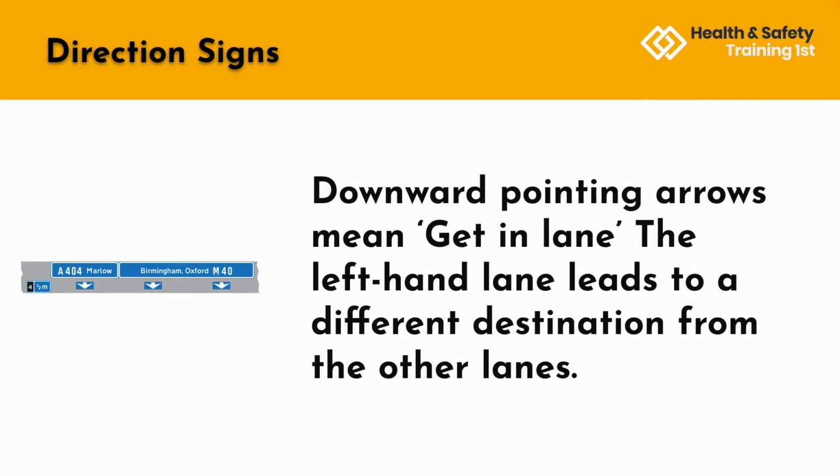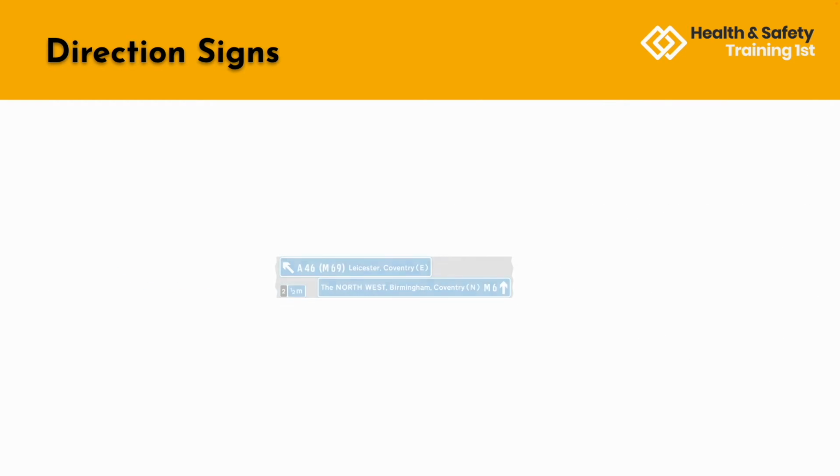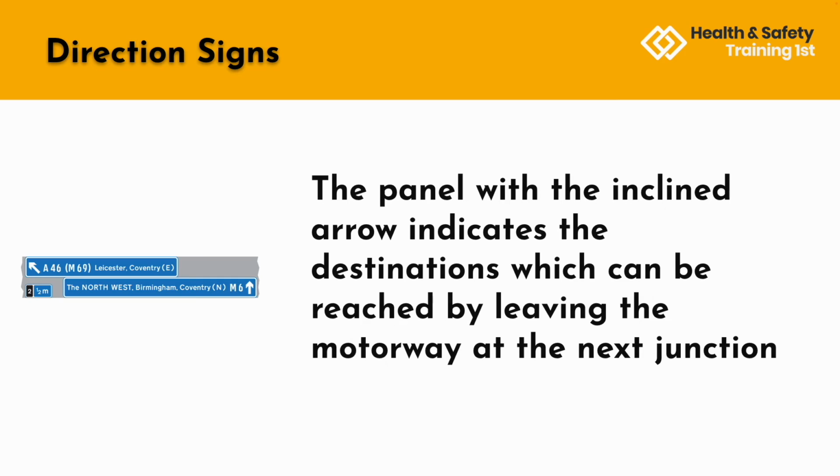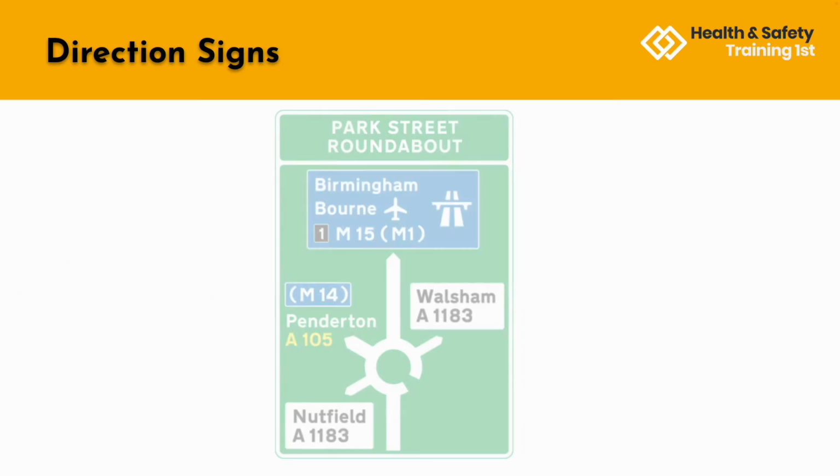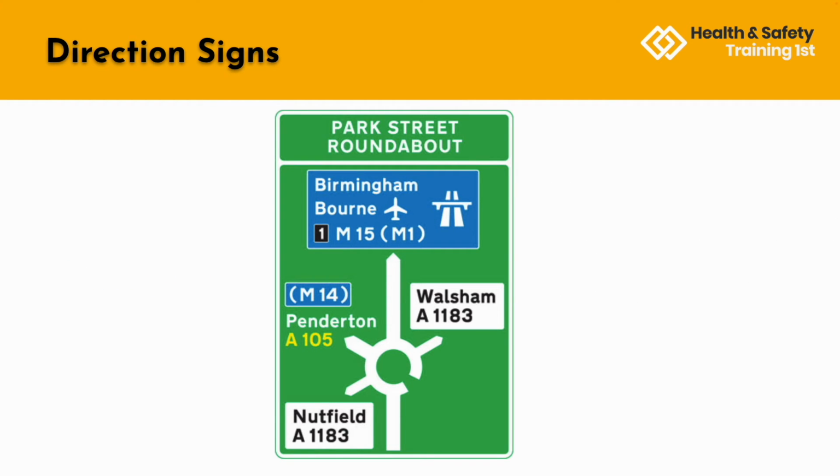Downward pointing arrow means get in lane. The left-hand lane leads to a different destination from the other lanes. The panel with the inclined arrow indicates the destinations which may be reached by leaving the motorway at the next junction. Signs on primary routes will have green backgrounds.